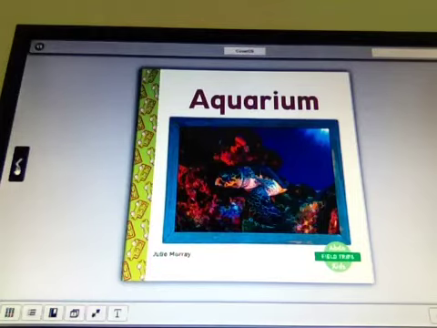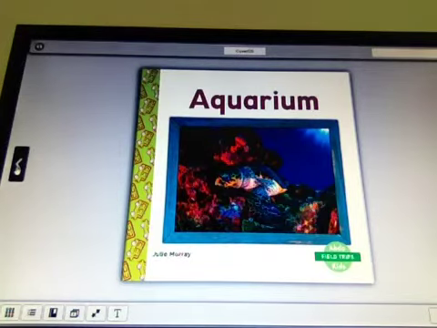This week, we will be reading nonfiction books about animals that live in the ocean. Do you remember what nonfiction is? Nonfiction is information. It's true. Today, we're reading a book called Aquarium. An aquarium is a tank filled with water that has plants and or animals that live in water.